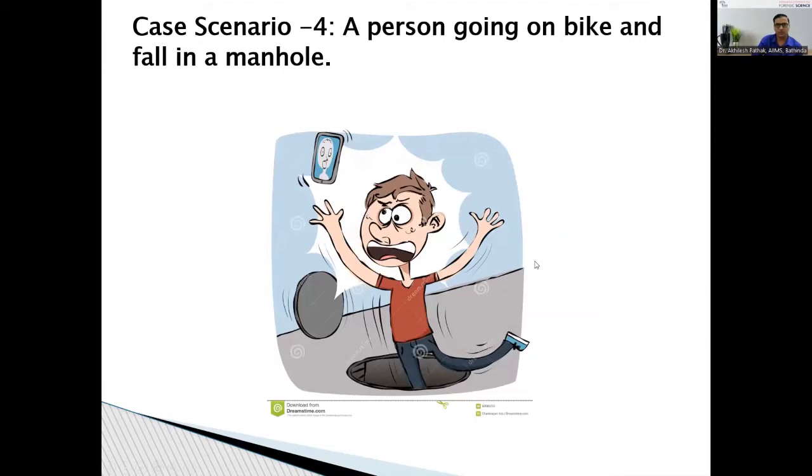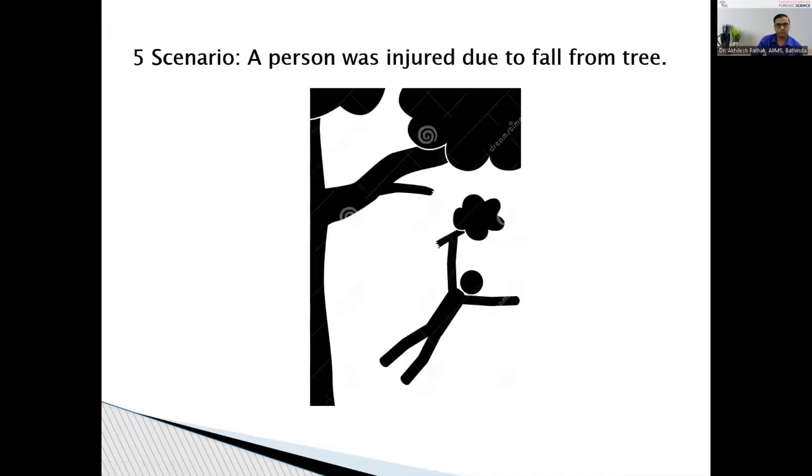So moving towards the next scenario. One person is moving on the road and fell down in a manhole or some other area, he fell down or slipped down, got injured. Is it a case of MLC or not? Yes, yes.